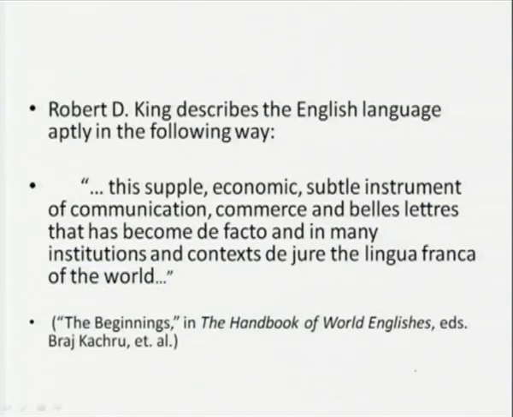Now, let's look at the definition. This definition I have taken from the Handbook of World Englishes, edited by Braj Kachru, in which Robert D. King describes the English language in the following way. Now, he says that he calls this language the supple, economic, subtle instrument of communication. It's a communication to do with commerce, to do with literature, and that has become de facto, and in many institutions and contexts, the de jure language or the lingua franca of the world.